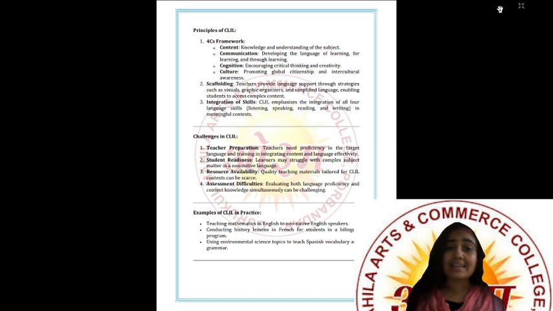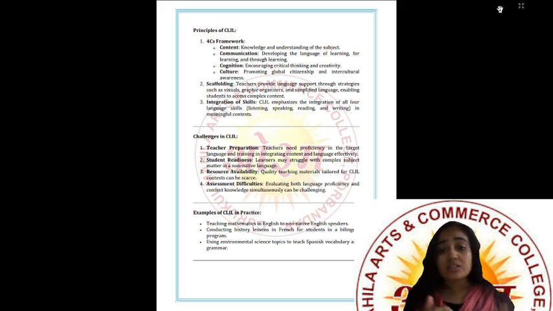Third one is integration of skills. CLIL emphasizes the integration of all four language skills: listening, speaking, reading, and writing in meaningful contexts. So these are important things about the principles of CLIL. Then challenges. Of course, we have seen the advantages, so of course the challenges will be there. First one is of course teacher preparation.